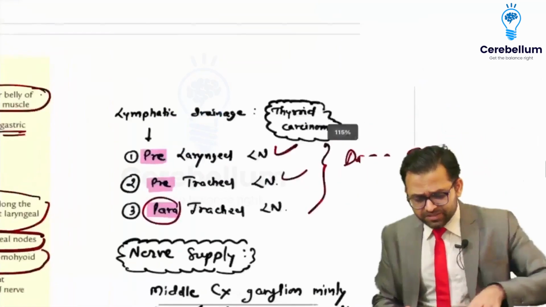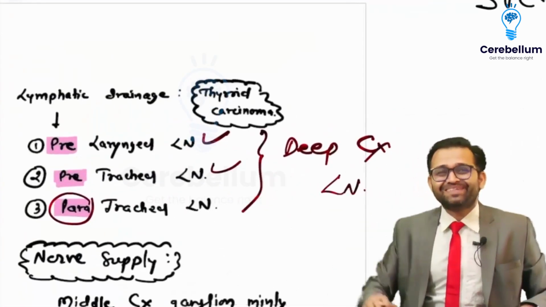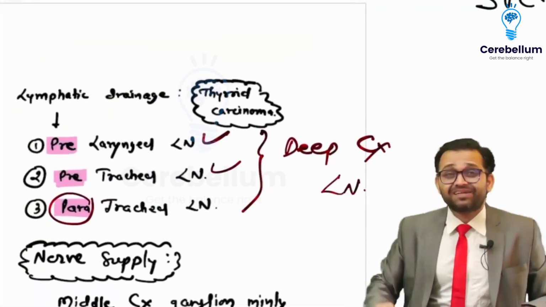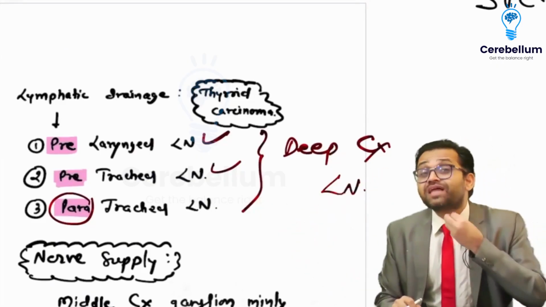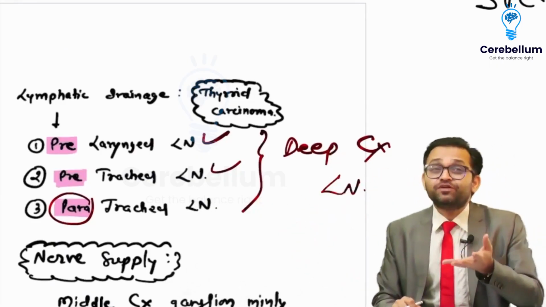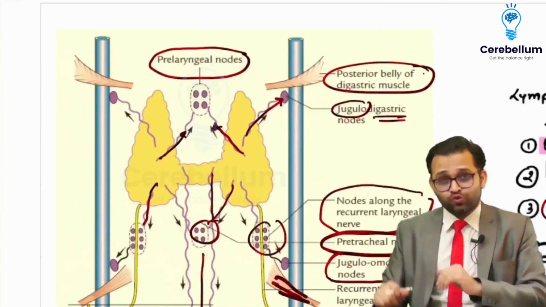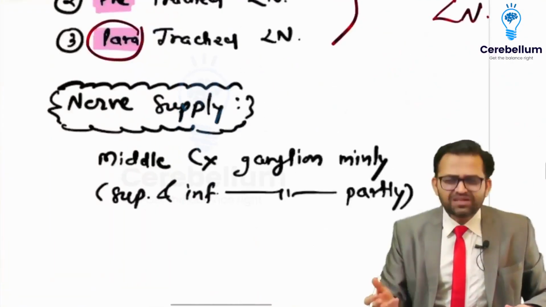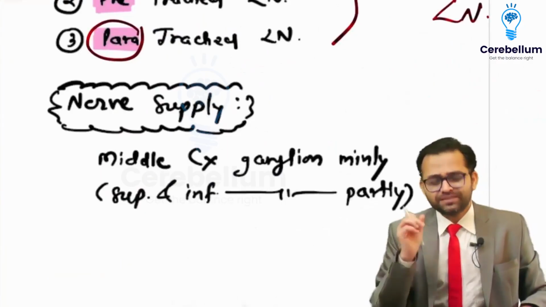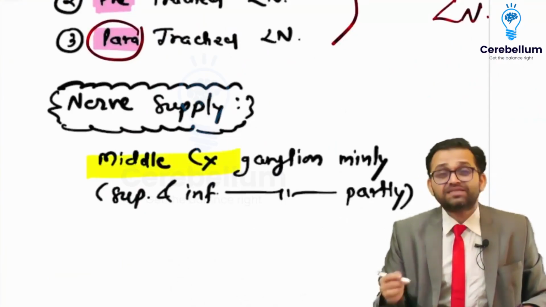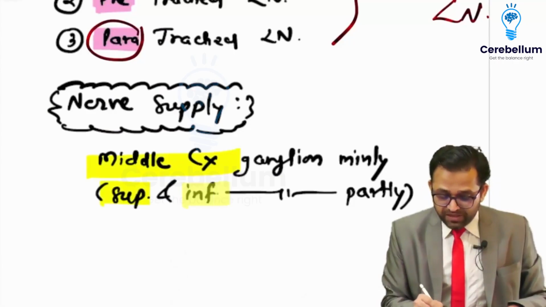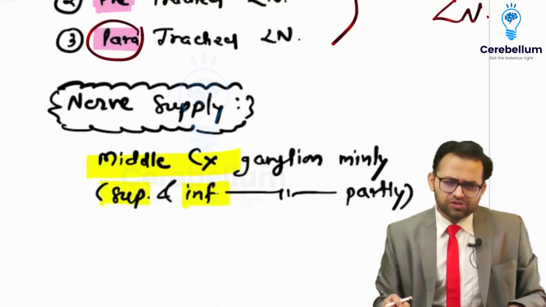Don't make it complicated, just remember this one: prelaryngeal, pretracheal, paratracheal. Otherwise, one thing, deep cervical lymph node. Why? Because thyroid carcinoma will spread through the lymphatic route. Okay, now the nerve supply. Nobody will ask, just two lines. What you have to remember, the middle cervical ganglion mainly supplies the thyroid gland. Also the superior and inferior cervical ganglia are helping.